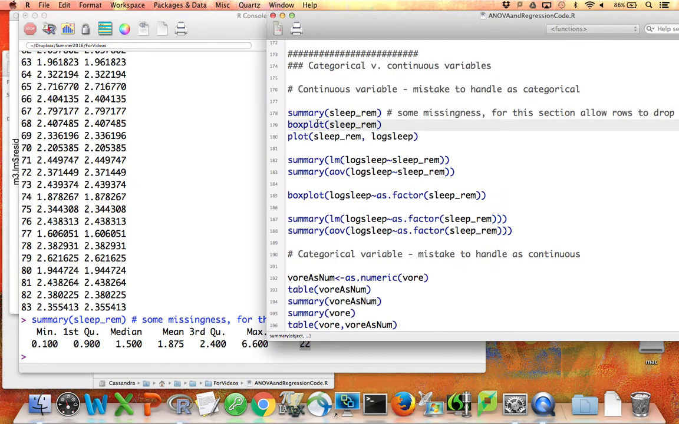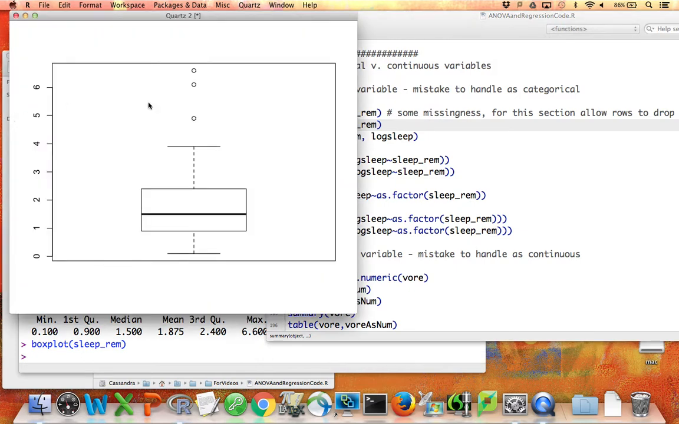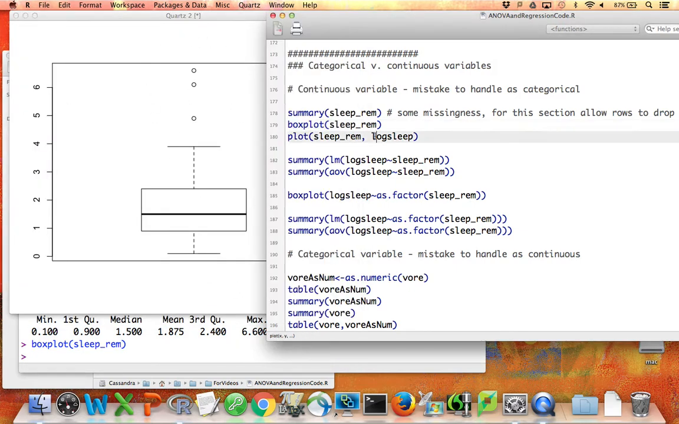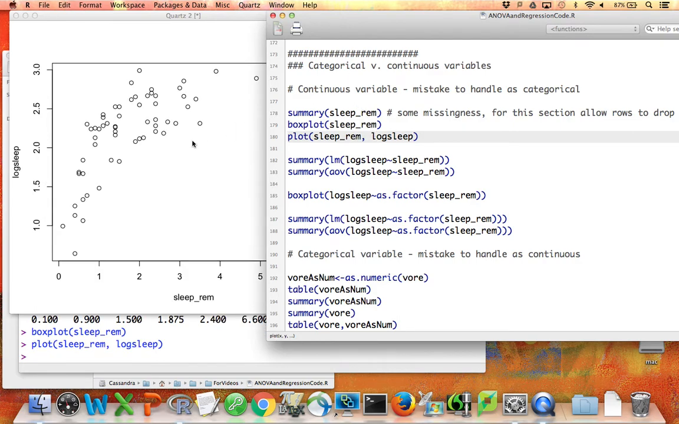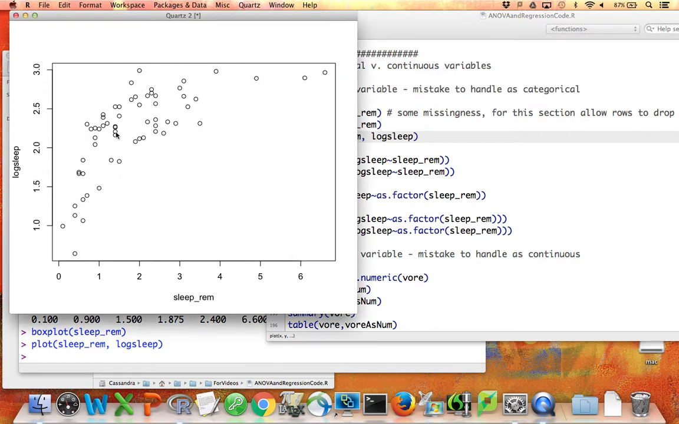We can make a box plot of REM sleep, and we can see that it has a particular distribution. Nothing shocking here. Make a plot where the x-axis will be REM sleep and the y-axis will be log sleep. You can see that perhaps we should think about logging REM sleep. I'm not going to bother here because I'm not trying to actually fit this model, but certainly there's a relationship between the amount of REM sleep and the total amount of sleep, which should not be something that's shocking.